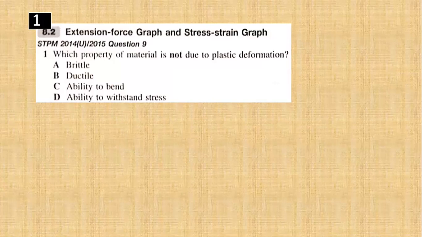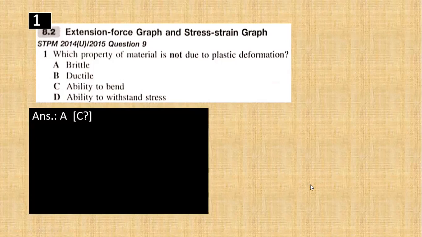Plastic deformation. No, plastic deformation, ductile material is A. It cannot bend, not C, it will break. I don't know why your answer gives C. The book gives C. It should be A because brittle cannot bend.